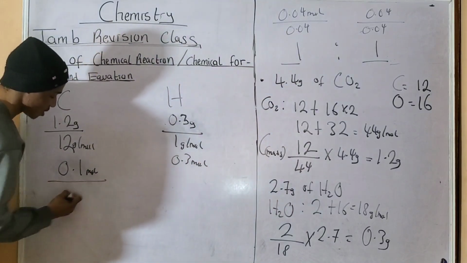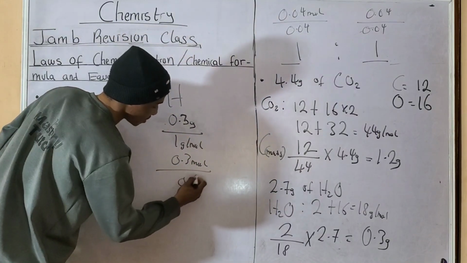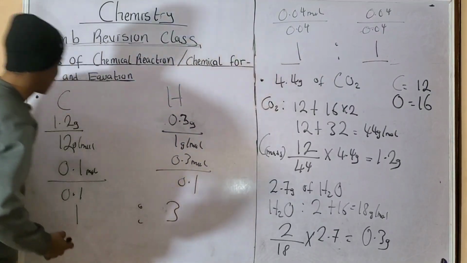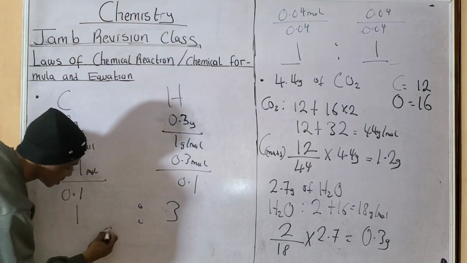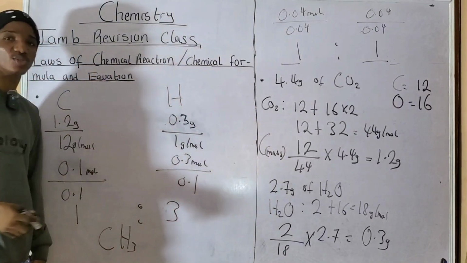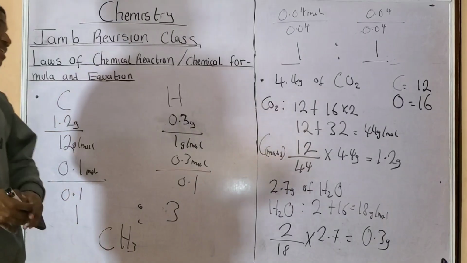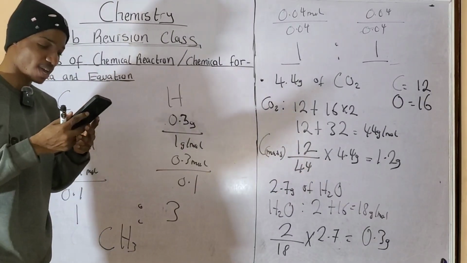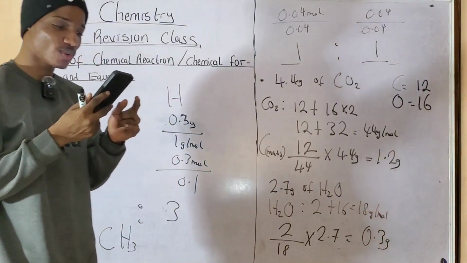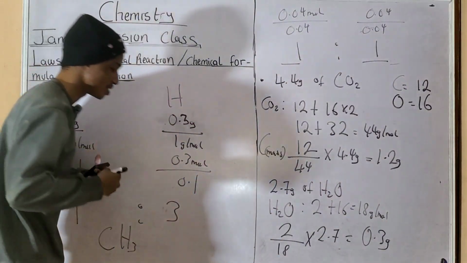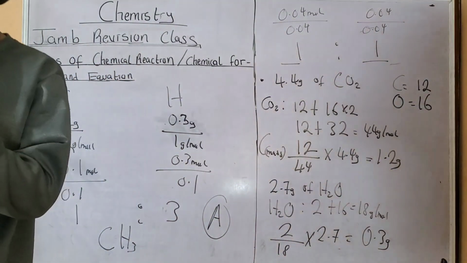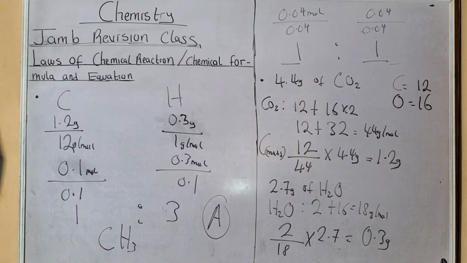Divide by the lowest, that is 0.1. So you're going to have a ratio of 1:3. C is 1 and H is 3, so the empirical formula of carbon and hydrogen is CH3. If you look at the options here, we have option A, CH3. So the correct option to that question is option A, CH3. Okay. Let us proceed to the next question.